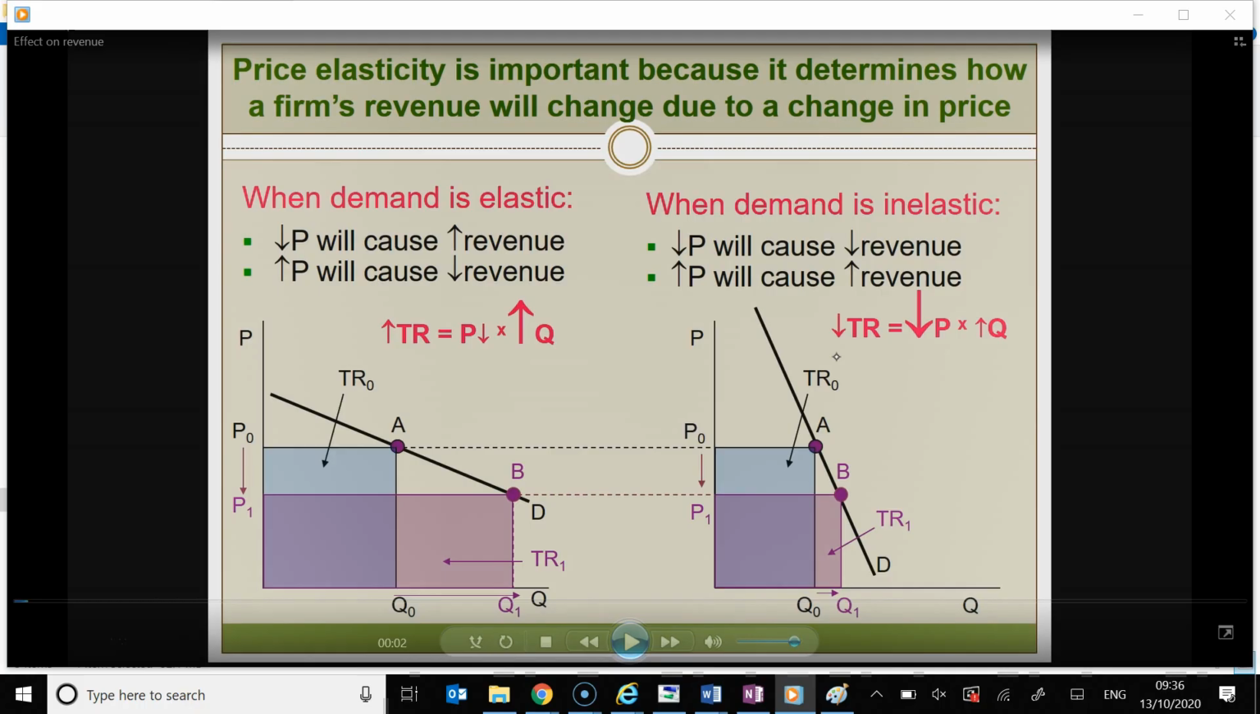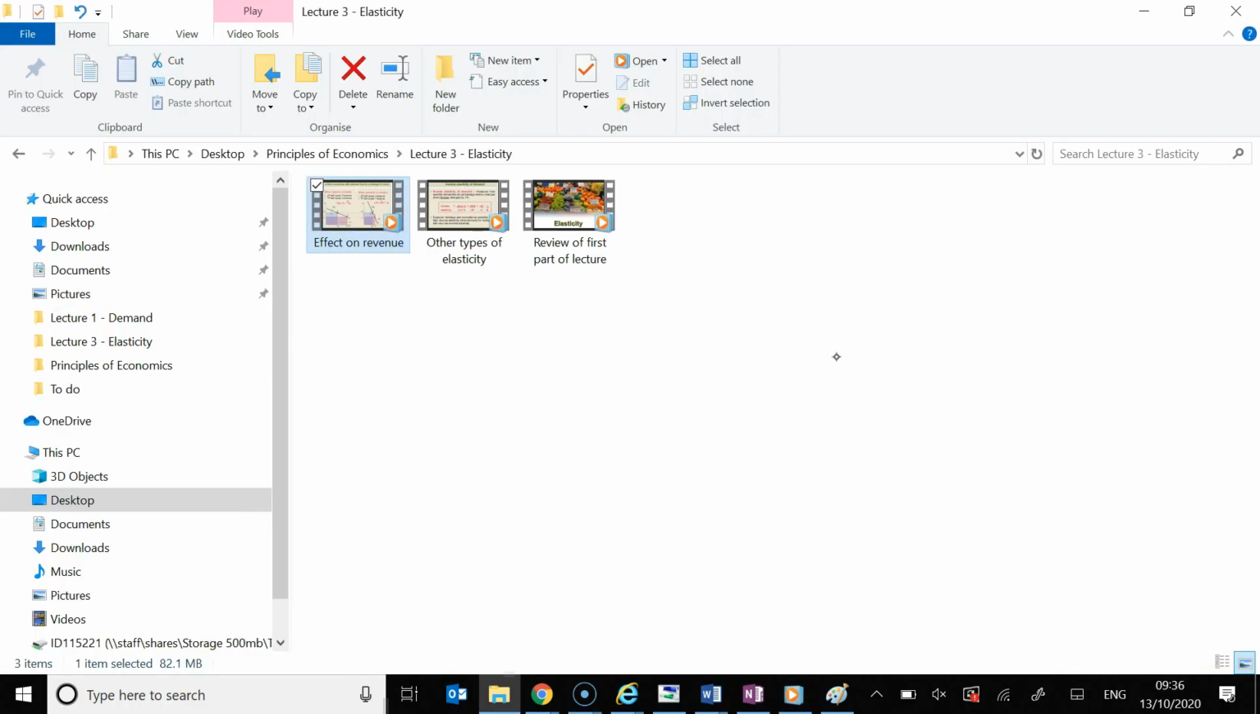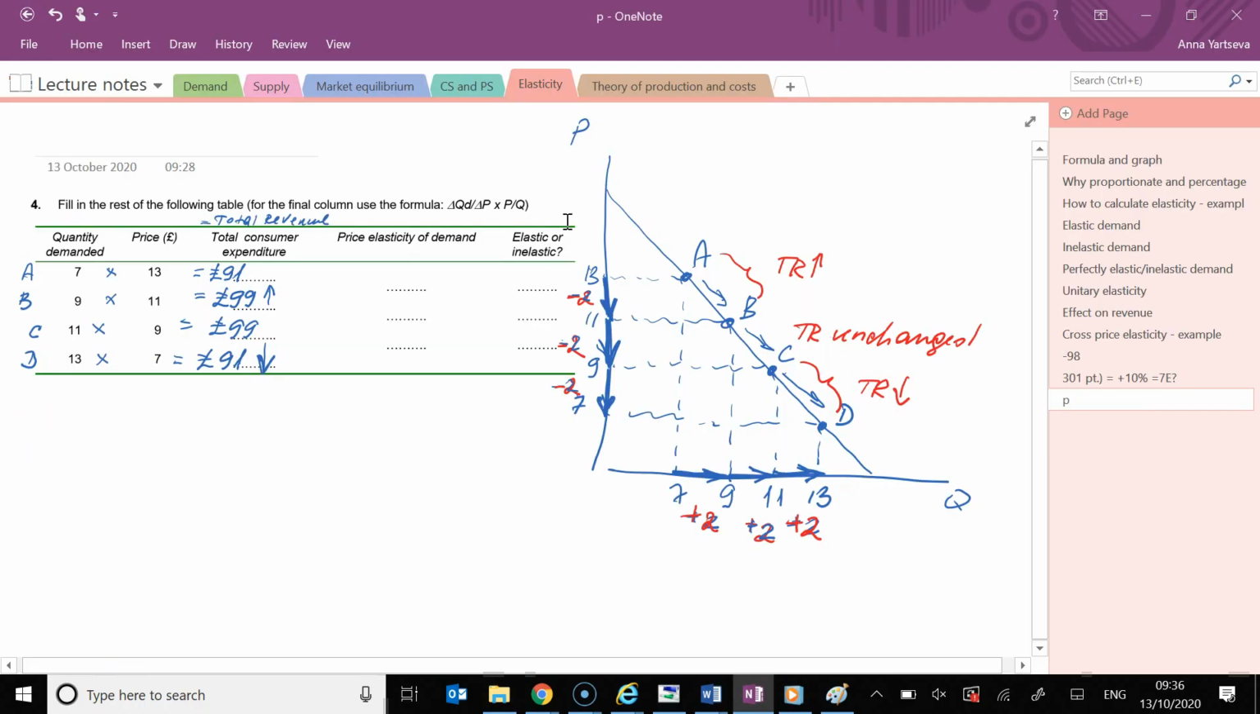So elasticity is directly linked to total revenue. And this exercise shows us this. So this is exactly what we are experiencing. As total revenue responds differently along the same demand curve, it might be that the value of elasticity is different between these 2 points. So let's check it.